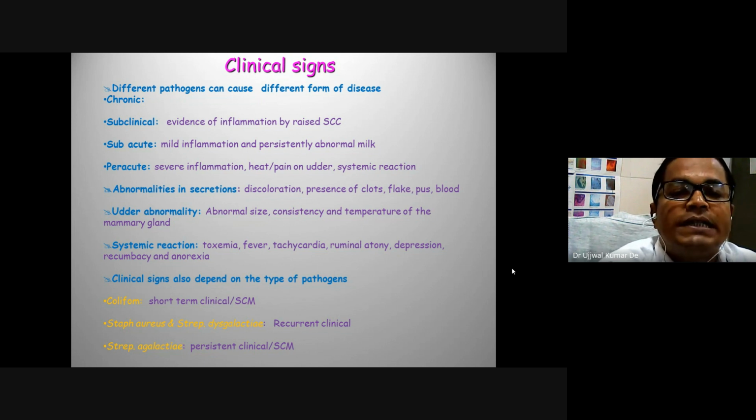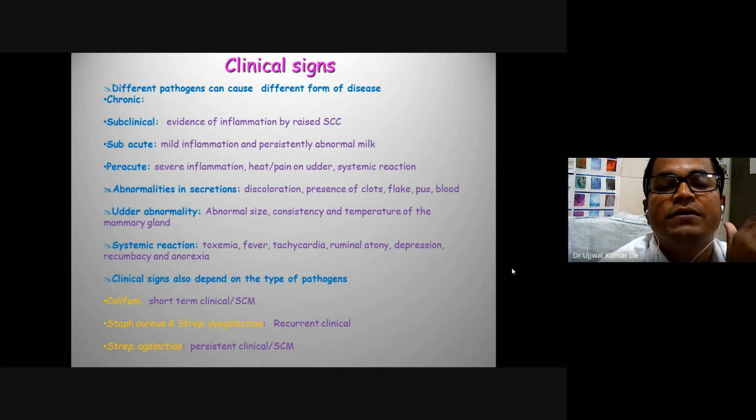Then abnormality in secretions, what kind of abnormality can you see? Secretion means milk. What abnormalities in milk can you get in the course of the different types of mastitis? Suppose the white color will change in the presence of pus or blood. Then you can find clots if you check the milk on a strip cup. Clots, pus, and blood are collectively known as abnormalities in the milk.